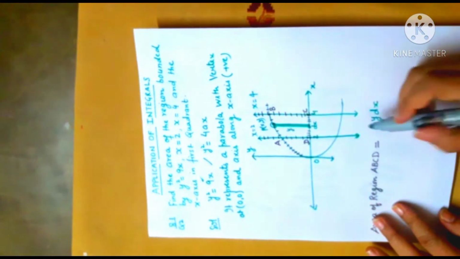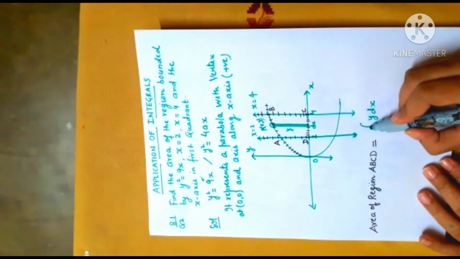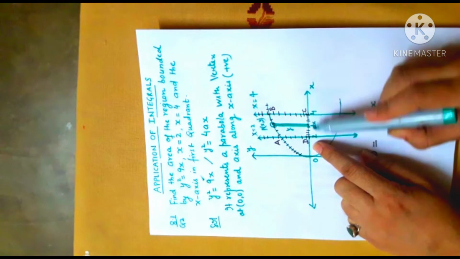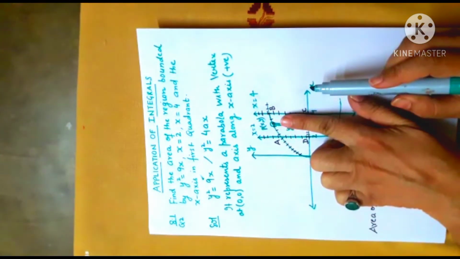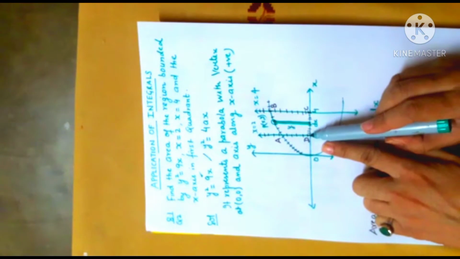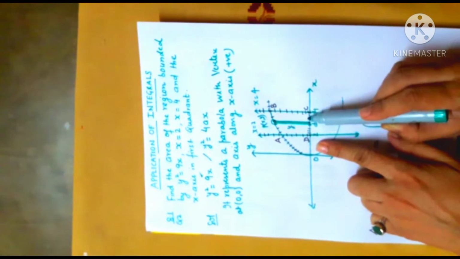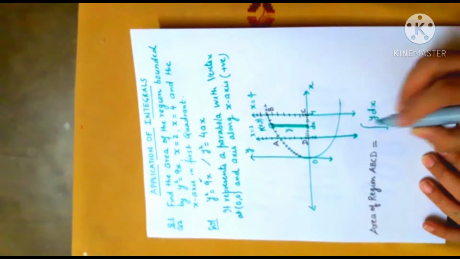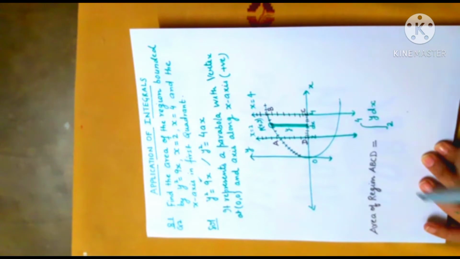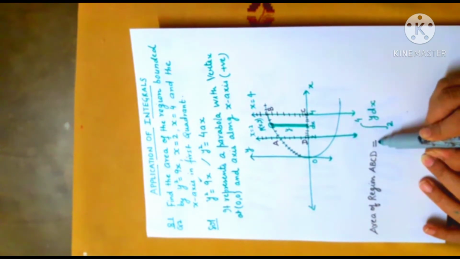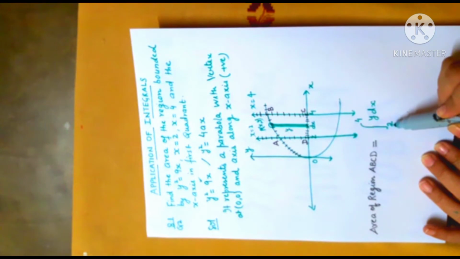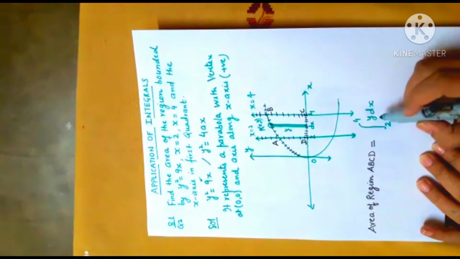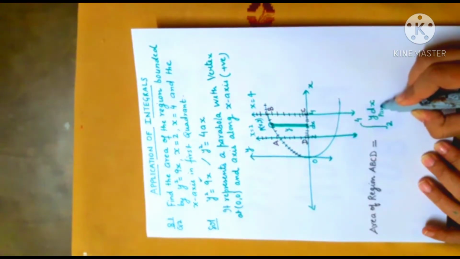Right? Now I have to find out the area of this region. So I have to decide the limits of the integration. As I have considered a vertical strip, to cover this area, the strip will move from 2 to 4. Look at this, x-axis, 2 to 4. So limits of integration will be 2 to 4. So area of region ABCD is equal to integral y dx from 2 to 4. And this point P lies on the parabola. So here y will be of parabola.